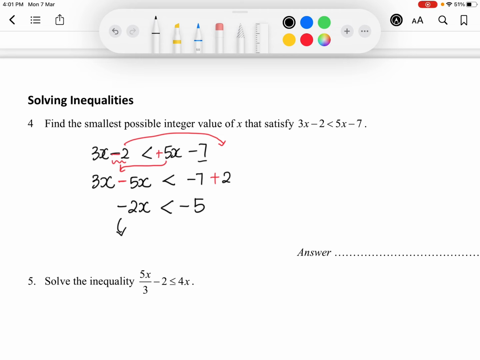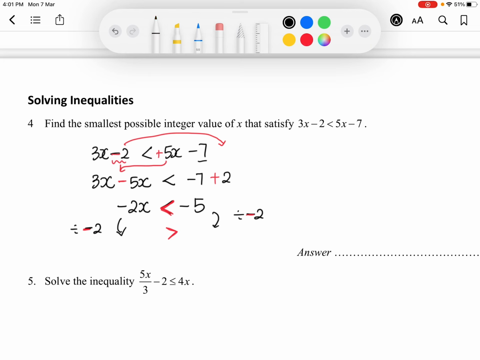Next, how do I get rid of -2? So we divide by -2. If I were to divide by -2, I'm dividing or multiplying by a negative number. What will happen to my inequality symbol? The inequality direction will change direction. Why is that so? Because it's a negative number, right?